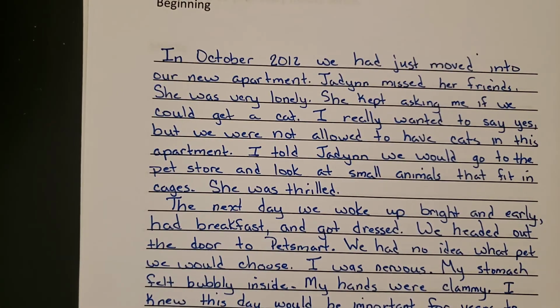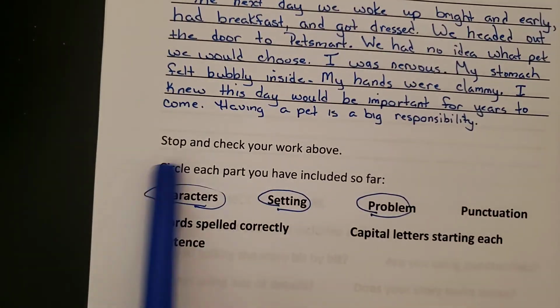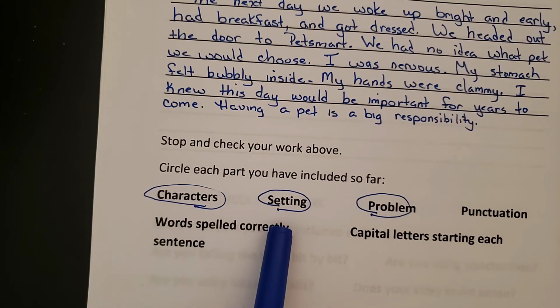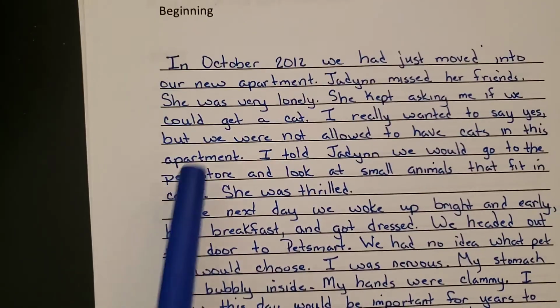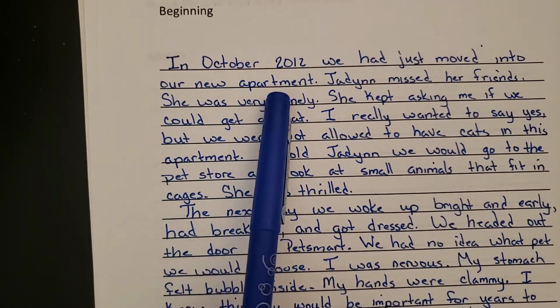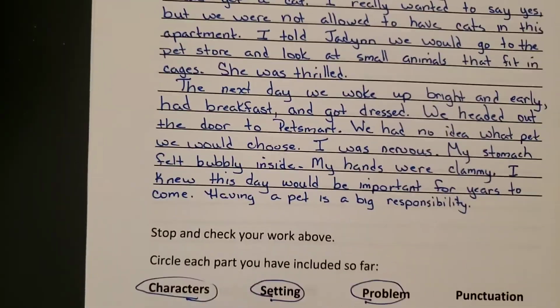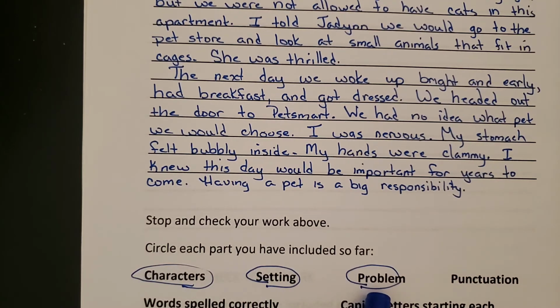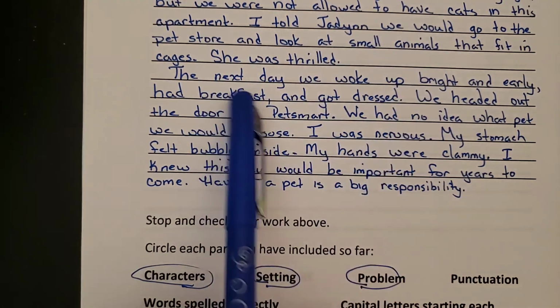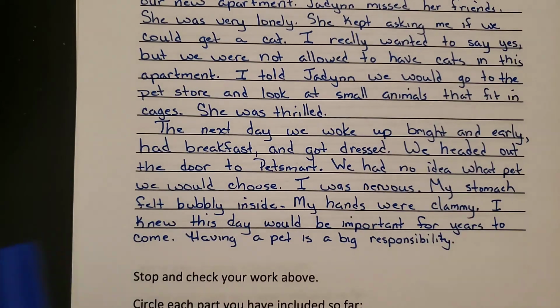Did I tell who the characters were? Yes. So I can circle it. Did I tell what the setting was? Yes. October 2012 in my new apartment. And then finally further on it goes, we're headed to PetSmart. So yes, I included the setting. Did I tell what the problem was in the story? Do you remember what the problem was? That's right. Jada wanted a pet, but we couldn't have one in this apartment.